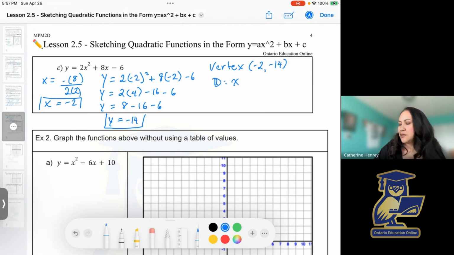My domain is x, all real numbers. Because my a value in this function is positive, my graph opens up. The range is going to be y greater than or equal to the y coordinate of the vertex, which in this case is -14.